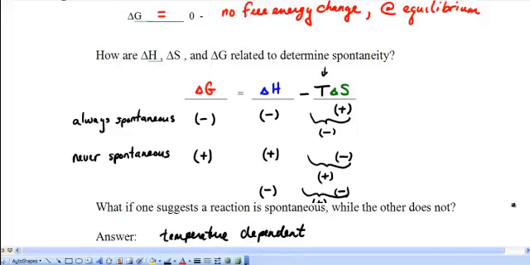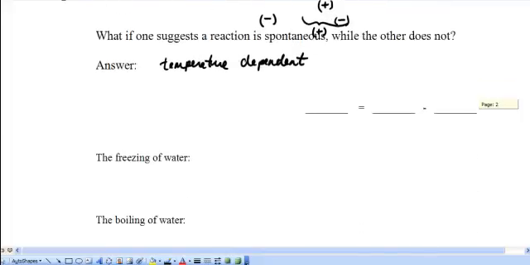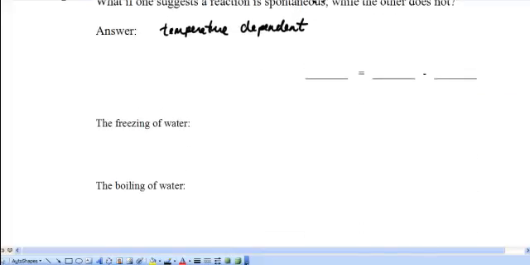Now that might seem a little odd at first glance, but in fact we experience this every single day. So let's go ahead and take a look at two normal everyday occurrences that are temperature dependent. So let's fill in our delta G equals delta H minus T delta S.